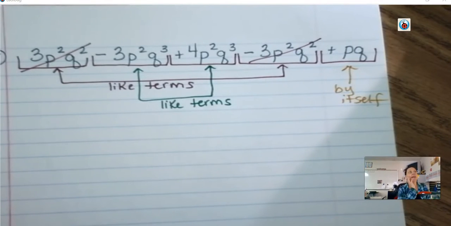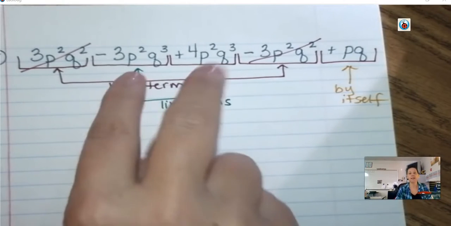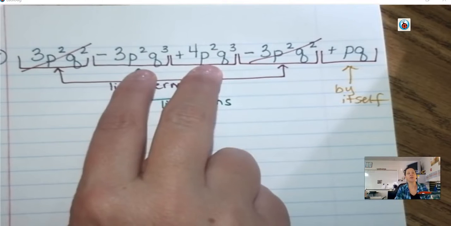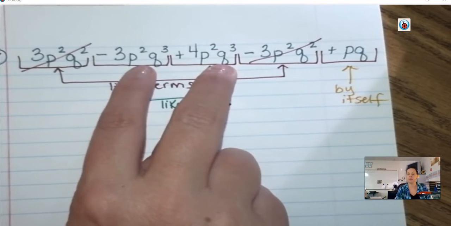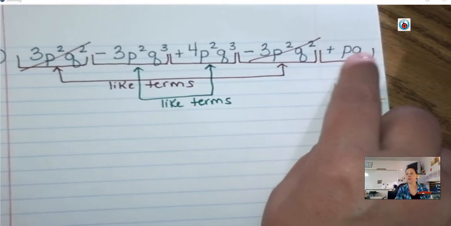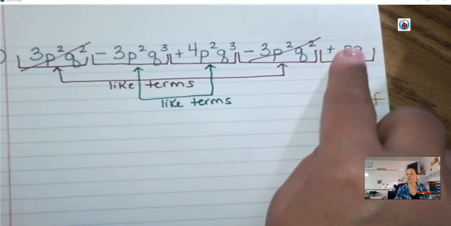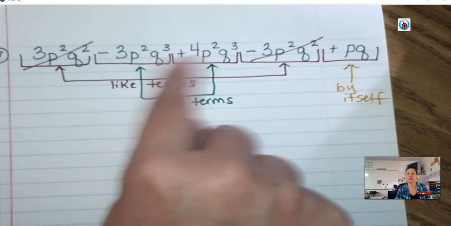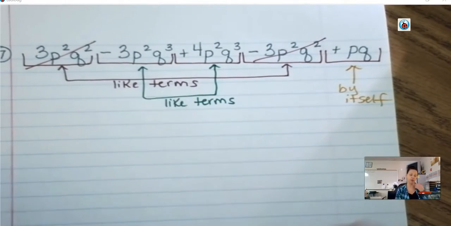Okay, I want to put it in standard form. So from biggest degree. These like terms, a 2 and a 3, 2 plus 3 is 5. So this has a degree of 5 because you add the exponents. This has an exponent on the p and the q, a 1 and a 1, so this has a degree of 2 because you add the exponents. So 5 is bigger than 2, so I'm going to put these terms first.